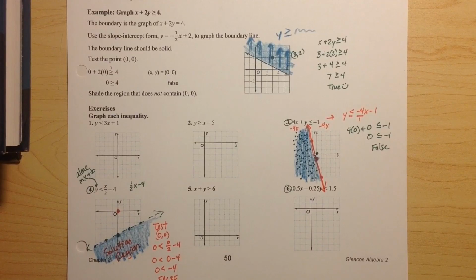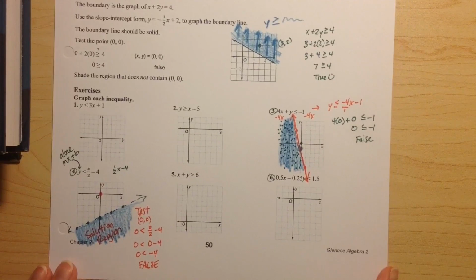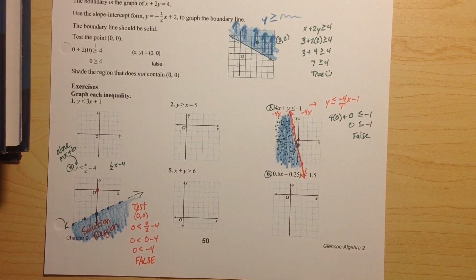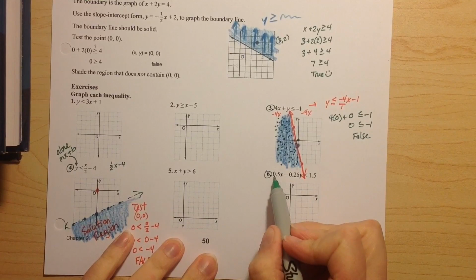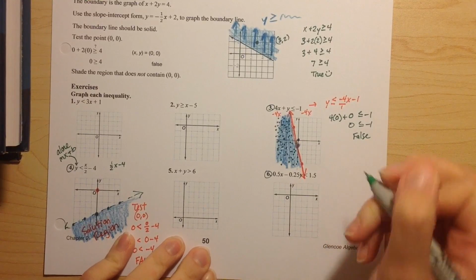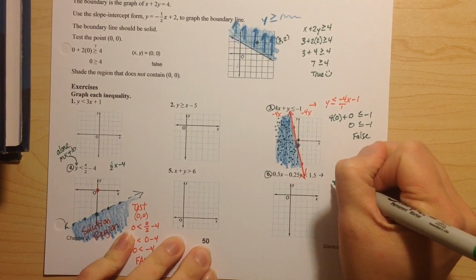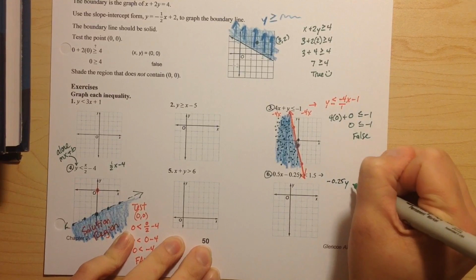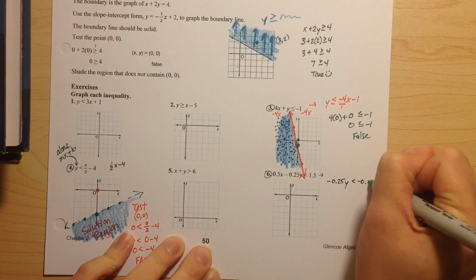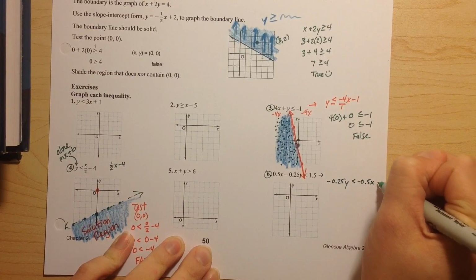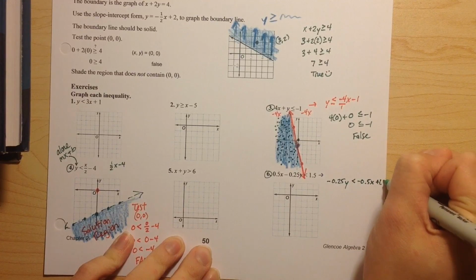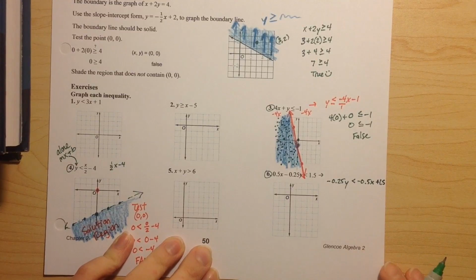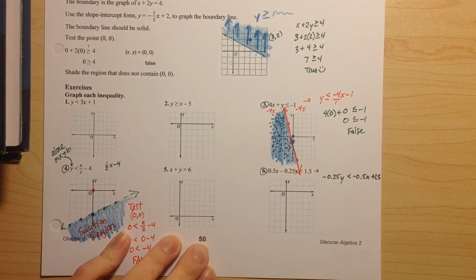Let's talk about the last example I want to do today, which is 6, because everyone loves decimals. So let's talk about this one. Again, I need to finagle it a little bit. I'm going to subtract the 0.5x off to the other side. When I do that, I end up with the negative 0.25y is still there, less than negative 0.5x plus 1.5. I can fit it on the paper there. Hooray.